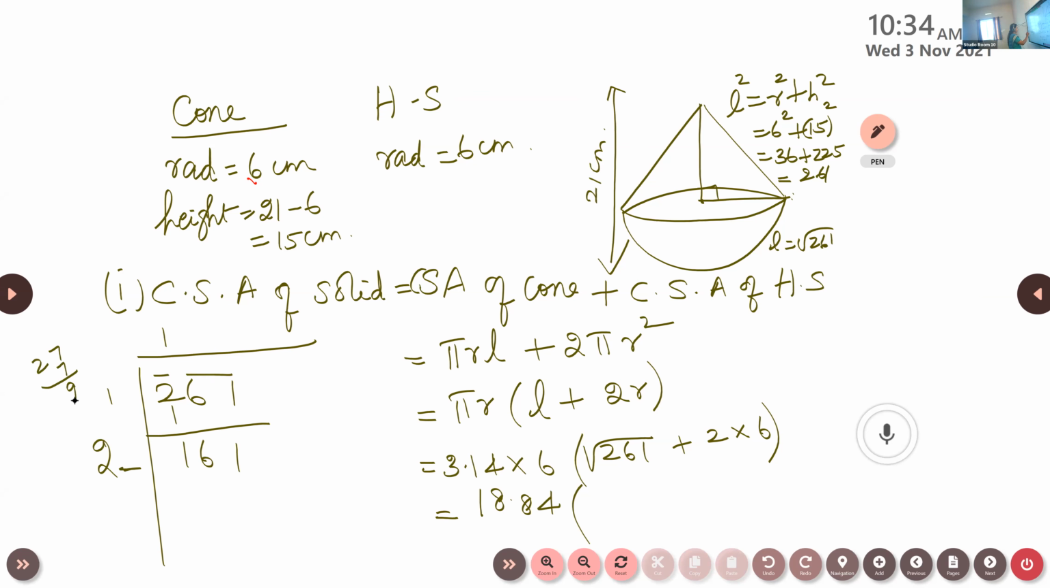7 sevens are 49. 7 twos are 14. 14 plus 4 is 189. It is exceeding. So suppose we take 6, 26 into 6. 6 6s are 36. 12, 156, isn't it? So you can take 16, 156. So balance is 5. Now it is not possible. So put dot and add 2 zeros.